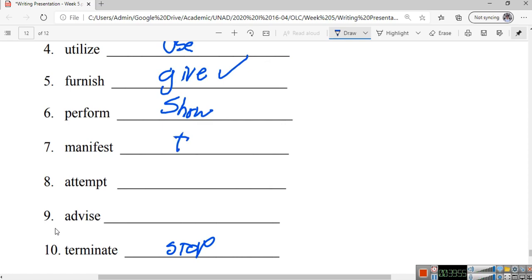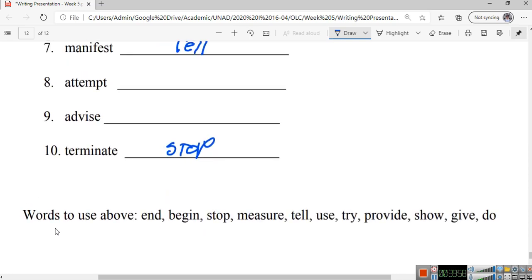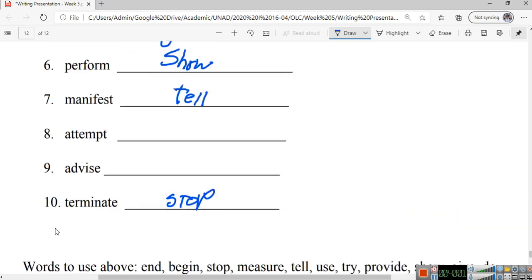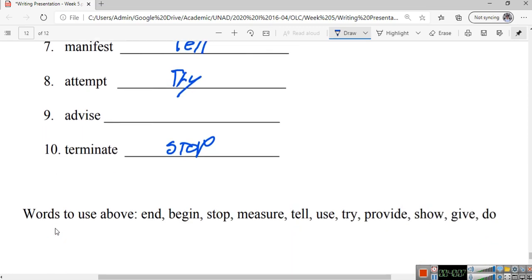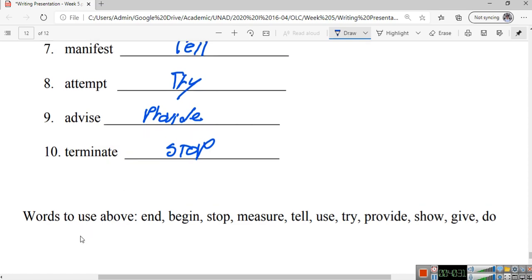Very good. Tell. Attempt. Attempt, try. You got it. And finally, advice. Advice sería el último, que sería el end o provide. Provide. That would be provide. Okay, let's review it. The word end: yes, you can use terminate, stop, or end. Depends on which one you prefer. Terminate. Yeah, very good. End.